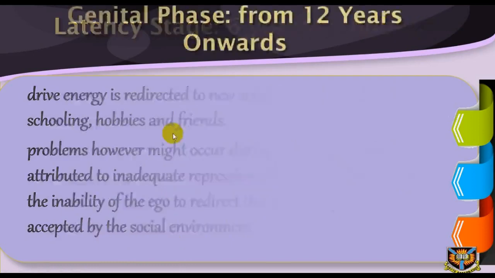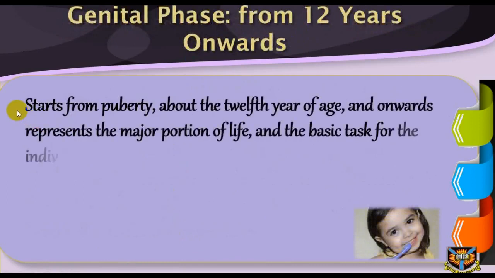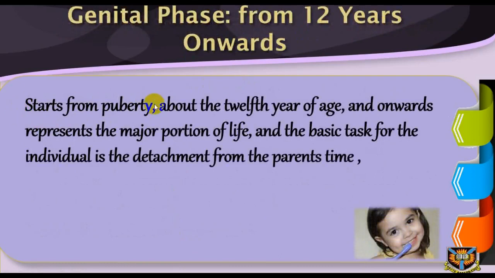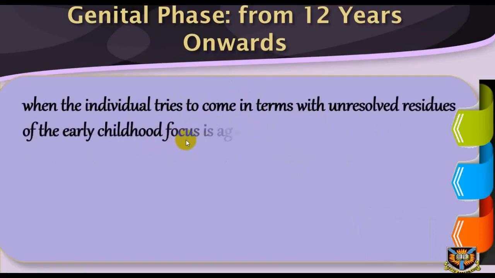Genital phase, from 12 years onward. The 5th and last stage of psychosexual development, the genital stage, starts from puberty, about the 12th year of age, and onwards. It actually continues until development stops, which is ideally in the 18th year of age, when adulthood starts. This stage represents the major portion of life, and the basic task for the individual is the detachment from the parents. It's also the time when the individual tries to come in contact with unresolved residues of early childhood.